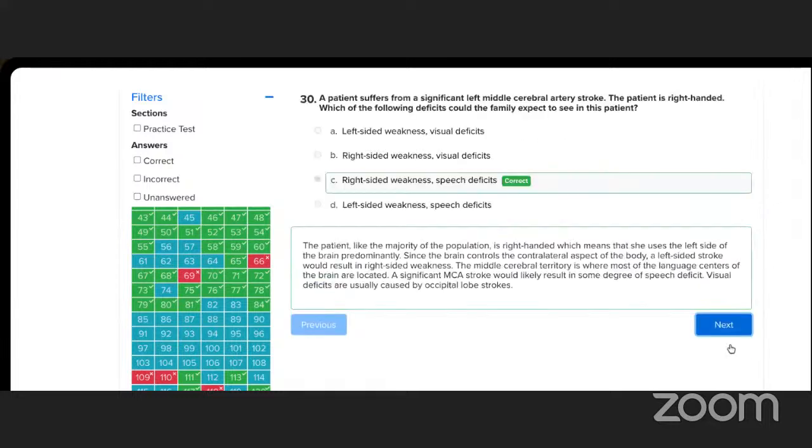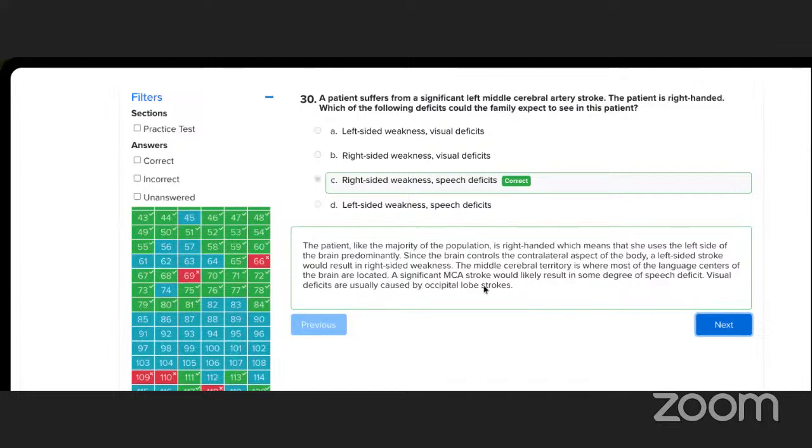Question 30 has to do with stroke. This patient had a left middle cerebral artery stroke, affecting his right side with a speech deficit. Since the brain controls the contralateral side of the body, a left-sided stroke will result in right-sided weakness. The middle cerebral territory is where the language center of the brain is located. A significant MCA stroke would likely result in some speech deficit. Visual deficits are usually caused by the occipital lobes.